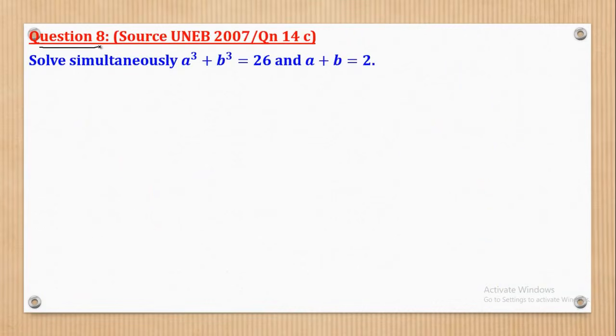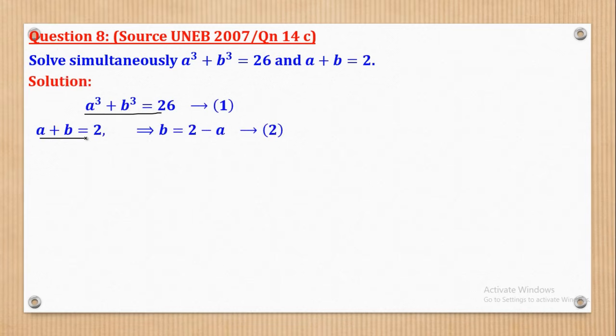So now we shall go to question 8, which came from UNEB 2007 paper 1 question 14c, and says solve simultaneously this equation and that equation. So equation 1 is that, and equation 2 is this. When I make b the subject, b will be equal to 2 minus a. Let me call it equation 2.